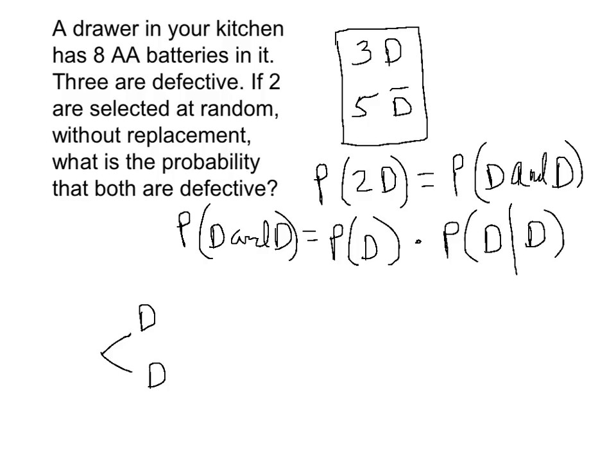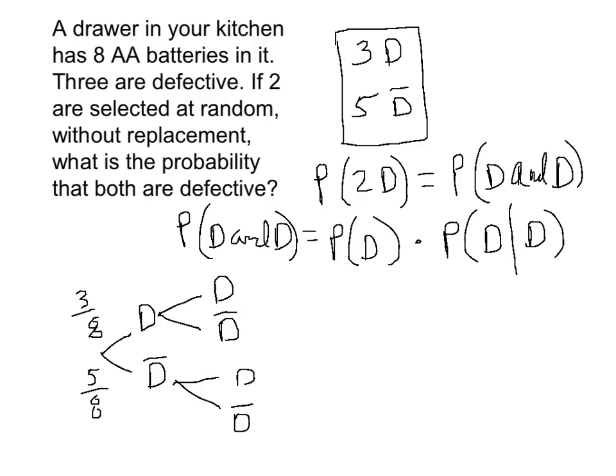On the first selection, we're either going to get a defective or not defective battery. There are 3 that are defective, and there are 8 total. So the probability that we would get a defective battery would be 3/8. The probability that we would not get a defective battery would be 5/8. Now we are not going to replace the battery. We're going to make a second selection, and we could either get a defective or a not defective battery, whether we got a defective or not defective on the first draw.